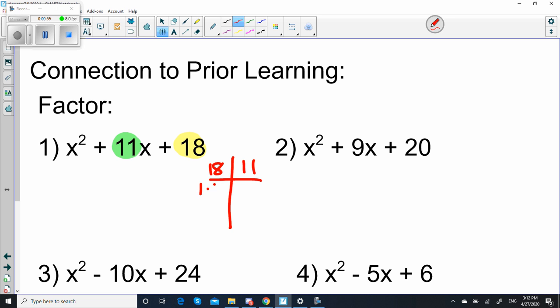So I'm thinking 1 times 18, well, that adds up to 19, so that's not it. How about 2 times 9? Hey, that's it, because 2 plus 9 equals 11. So I put my parentheses over here, x and x, 2 and 9. And since they're both positive and there's plus signs all over that quadratic, this is my answer.